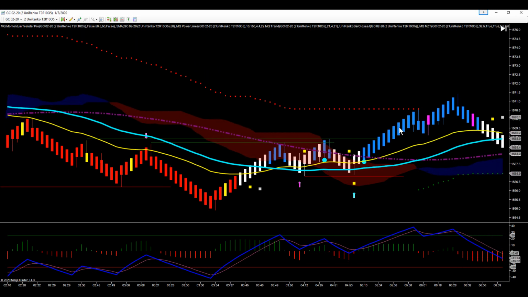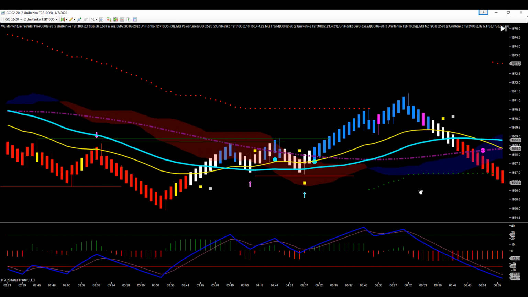Ended up breaking out. We grabbed a couple targets actually. In fact, we missed third target by one tick. Didn't fill third target. Pulled back, continued on, good for another target. Finally did hit the third target up here, and we were done for the session. That was it.